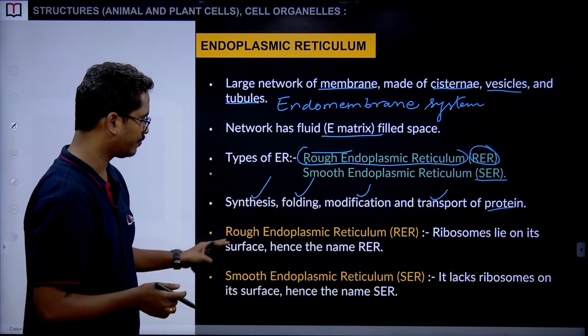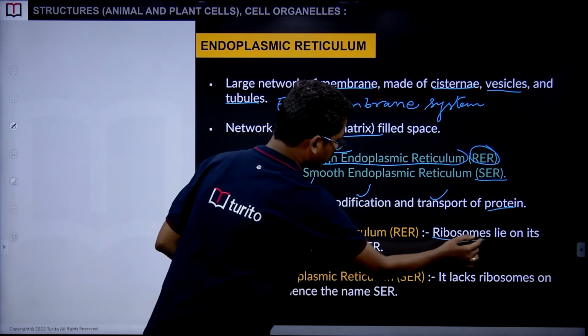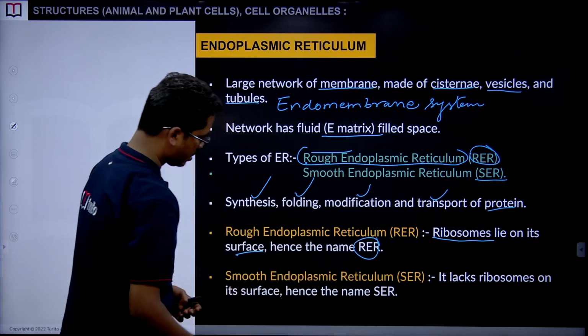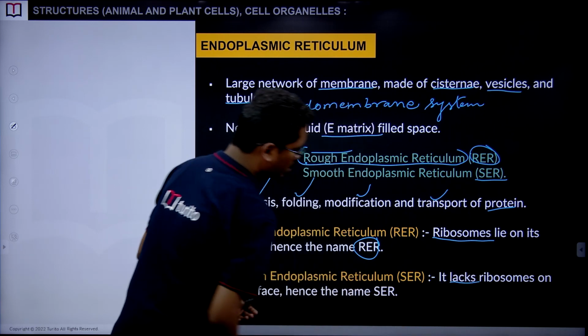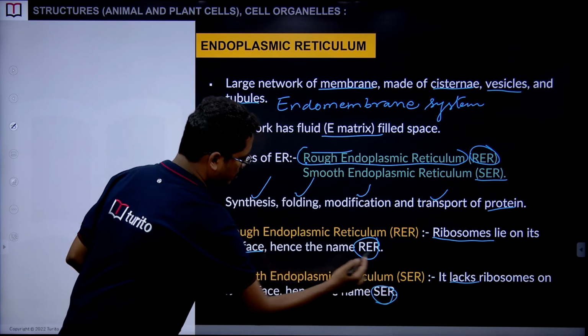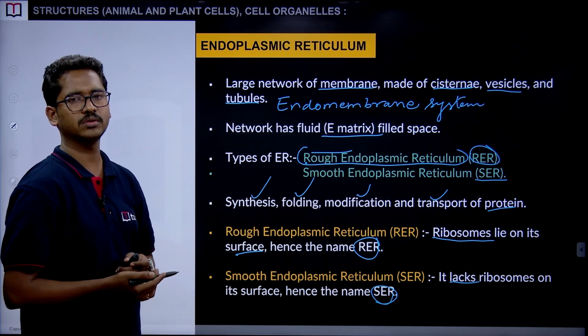Okay. So, rough endoplasmic reticulum, as I said, because ribosomes lie on its surface, so hence it is RER, and smooth endoplasmic reticulum because it does not have ribosomes on its surface, so it is SER. So, that is quite simple and straight. Hope you have no doubts and confusion.